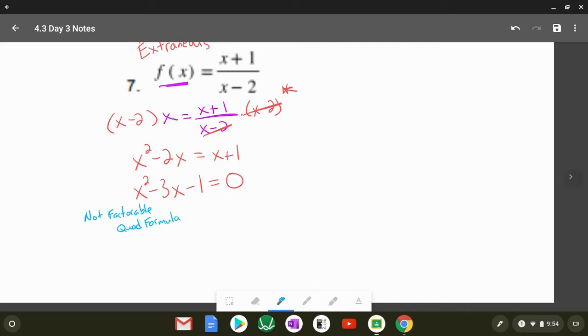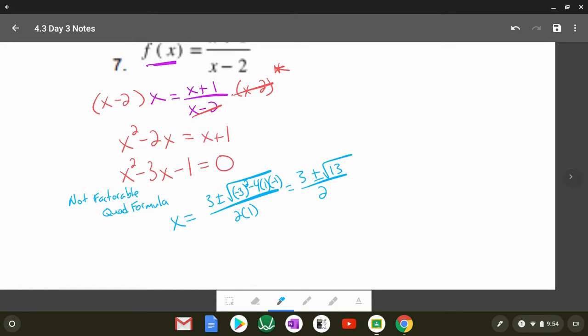When doing this, the quadratic formula is negative b, so negative of a negative 3, so just put positive 3, plus or minus the square root of b squared, negative 3 squared, minus 4ac, all over 2a. And when we go through this, it's 3 plus or minus, that'd be 9 plus 4 is 13, all over 2. So we have our two solutions.